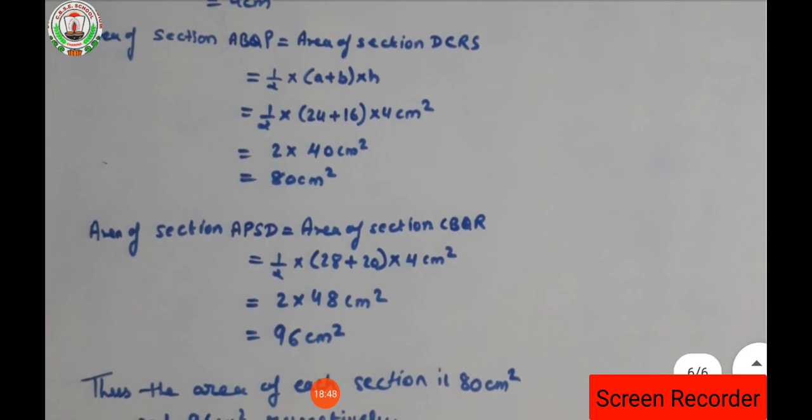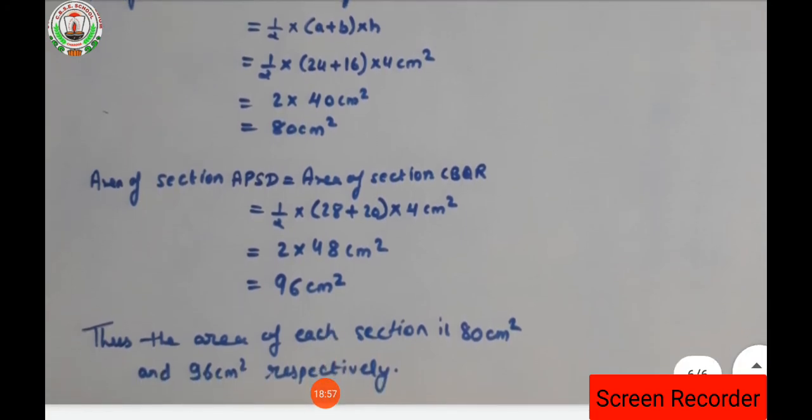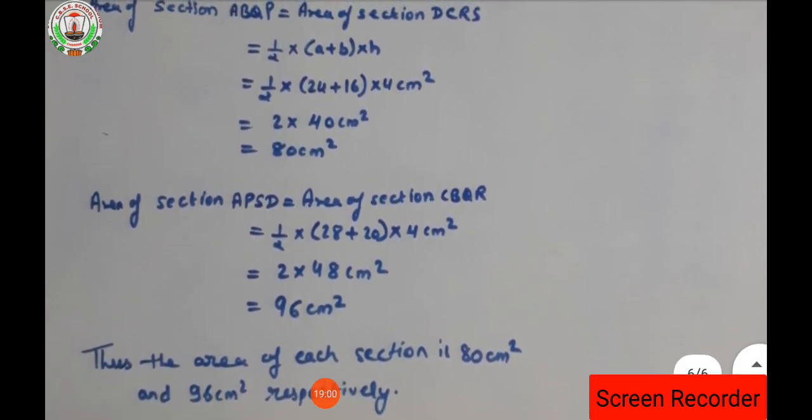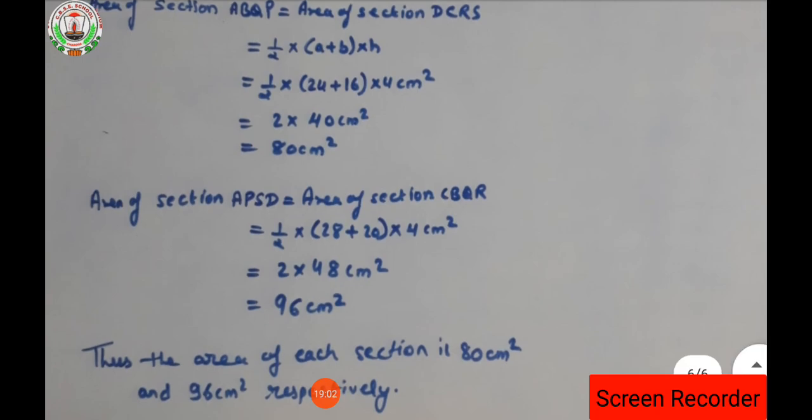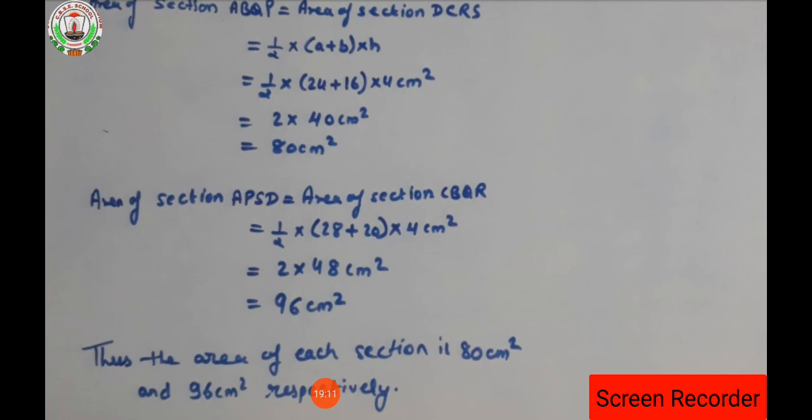In the same way, the area of the section APSD is equal to the area of the section CBQR. The formula is the same, half into A plus B into H, where A value is 28, B value is 20, H value is 4. Calculating, we get the area as 96 centimeter square. Thus we found the area of each section as 80 centimeter square and 96 centimeter square respectively.